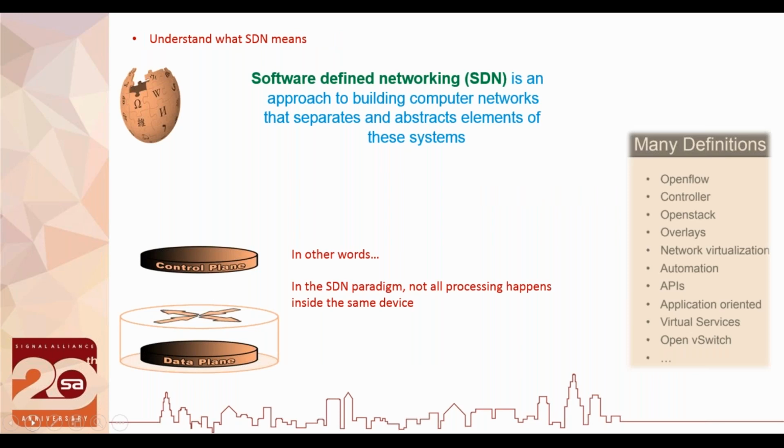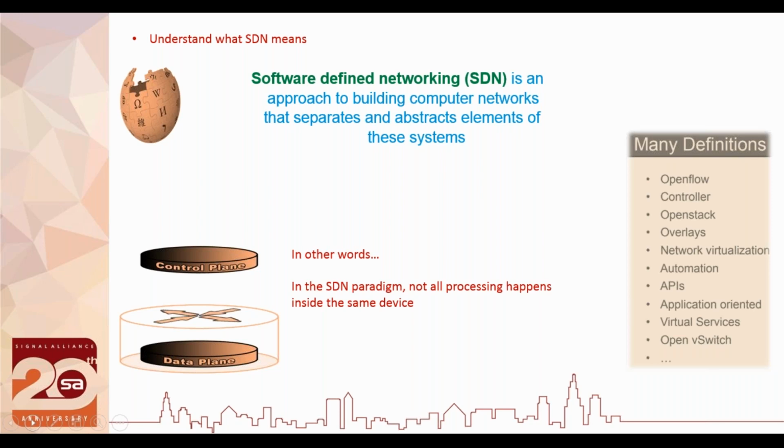Wikipedia's definition of SDN is an approach to building computer networks that separates and abstracts elements of the system. What does this really mean? We understand the core functions of a typical router or a switch: move packets from one point to another point.